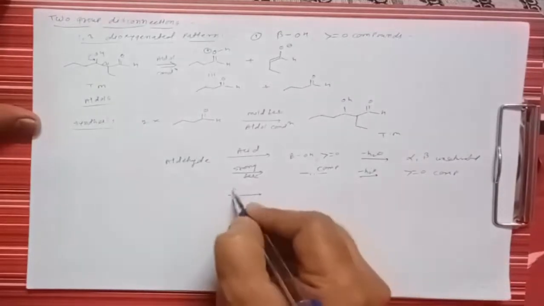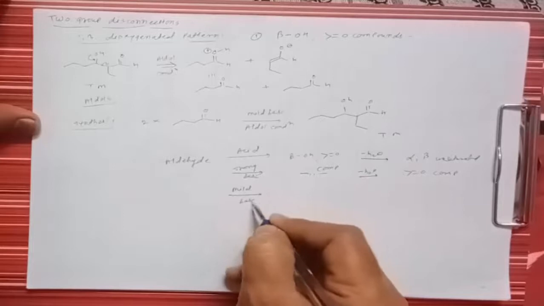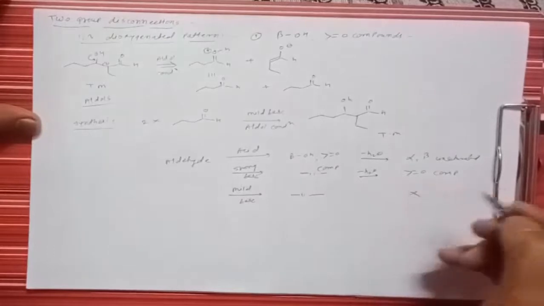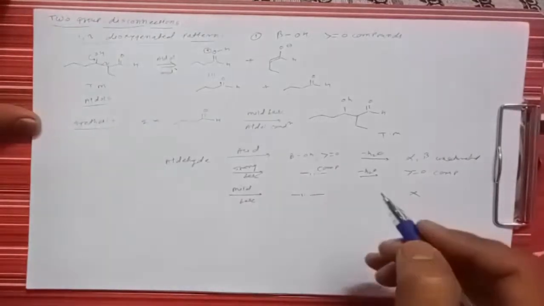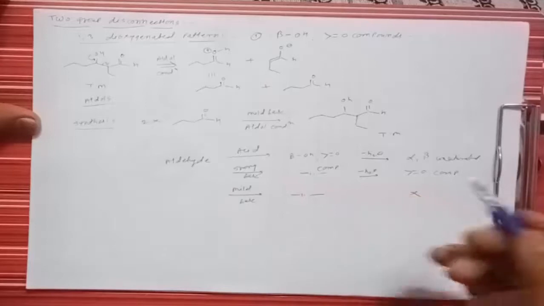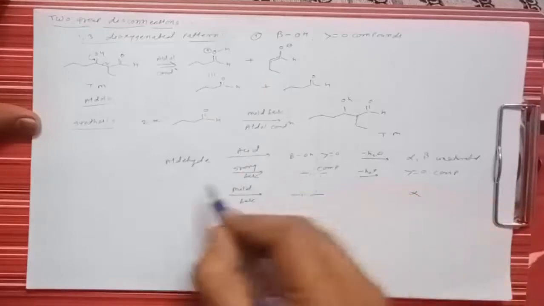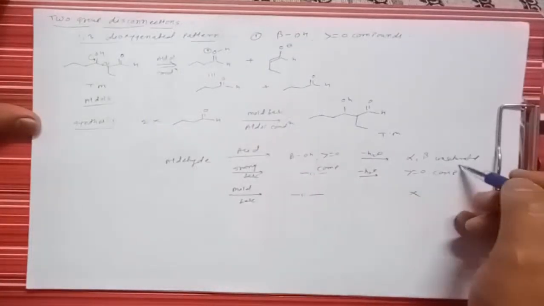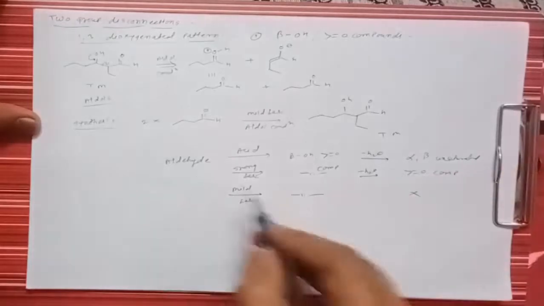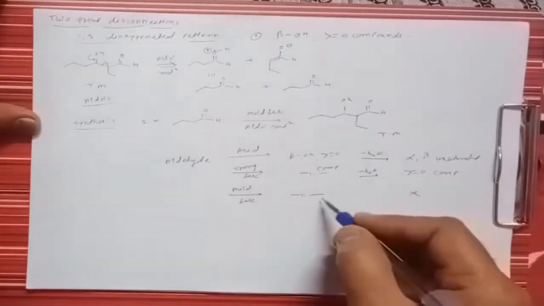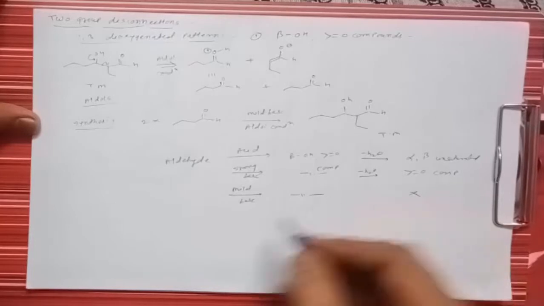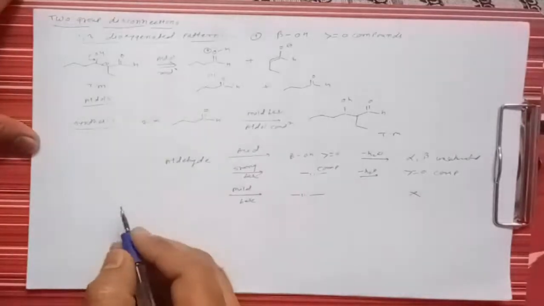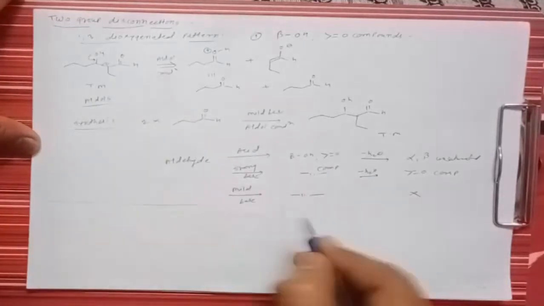But if we are taking a mild base, the reaction will be stopped at the beta hydroxy stage, and it does not eliminate the water molecule. That means it gives an aldol condensation reaction. So this is a simple rule. If we treat this aldehyde with acid as well as strong base, the reaction will be stopped at the alpha beta unsaturated carbonyl compound. But when we are treating this molecule with a mild base, it will be stopped at the beta hydroxy carbonyl compound, right?